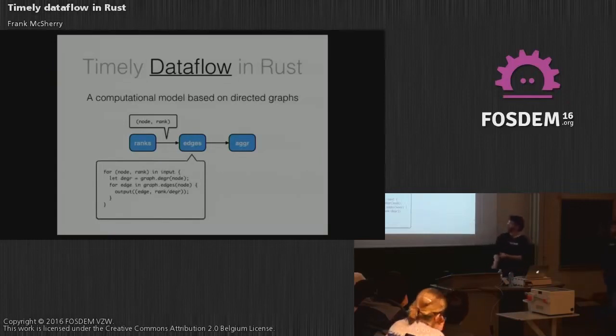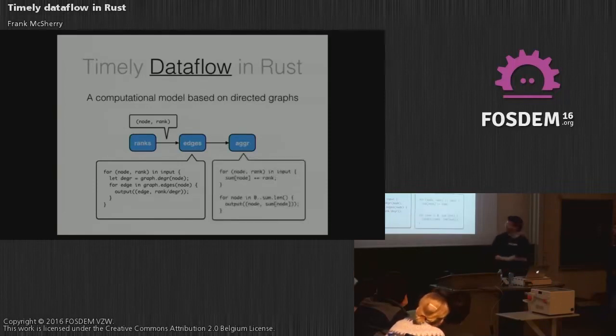So you indicate at various bits of the graph, here's some logic, and this logic just says roughly, every time some node and rank shows up, I want to look at the edges associated with that node, maybe scale the rank by the degree, and ship the result to all of my downstream neighbors, which is sort of what happens in PageRank.